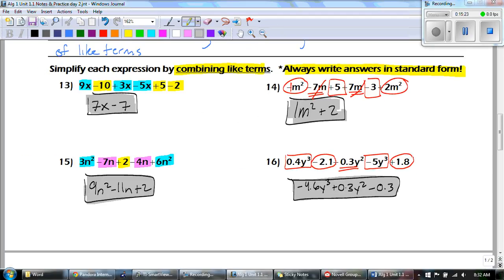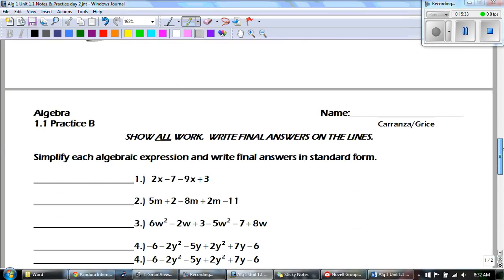Okay, so that's a quick go through of simplifying expressions, combining like terms, and standard form. Your homework is on the other side.